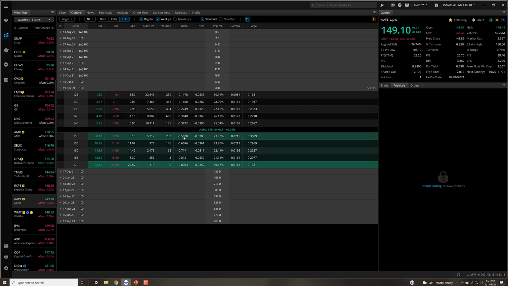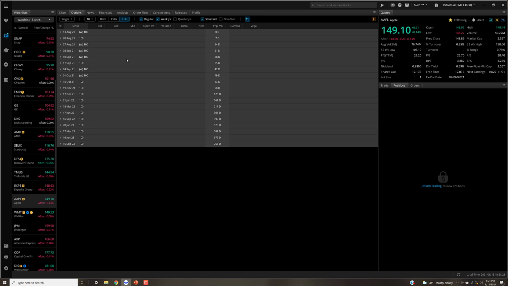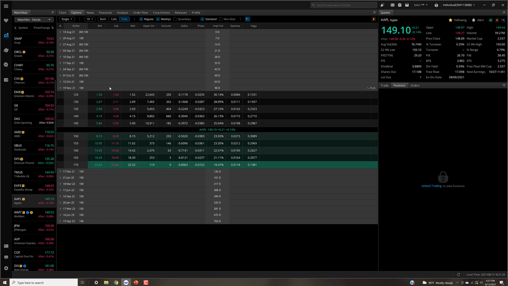Now for every dollar Apple goes up, you're losing $50, because your thesis is that Apple is going to decrease in price, but it's actually increasing. So I hope this makes sense. I know there's a lot of moving parts. There's a lot of components when it comes to options. But I think the most important part is just understanding.